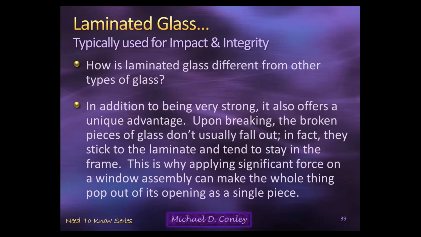This is why applying significant force on a window assembly can make the whole thing pop out of the opening as a single piece. If you ever watched a car chase movie where they had windshield damage and they're kicking the windshield out in order to get it out of the way, they're not putting their foot through the glass or knocking the whole windshield out of the way, because it tends to want to hold itself together.